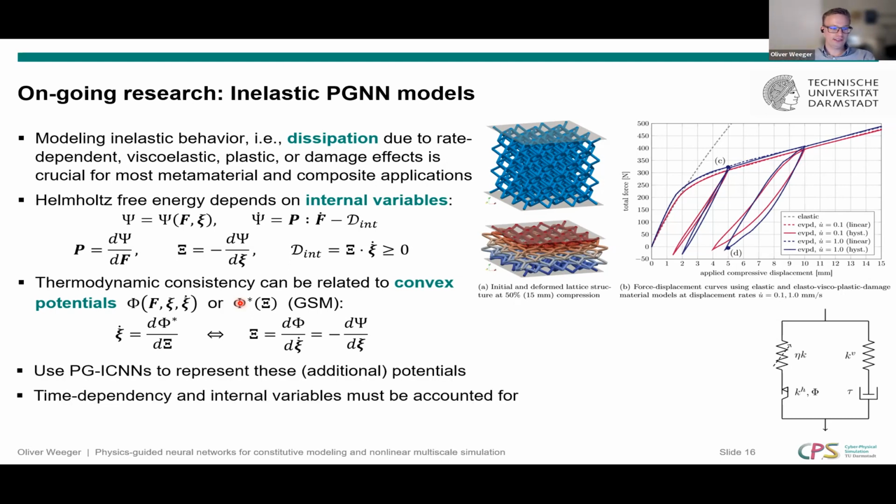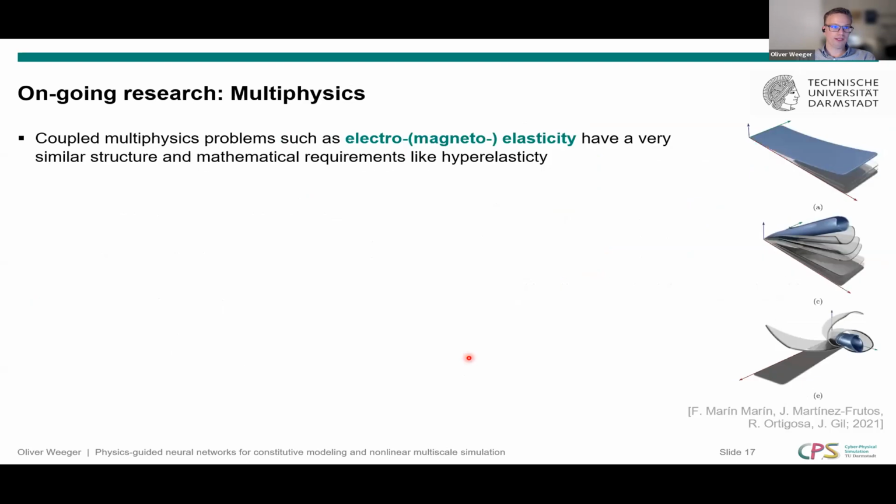This is what we're currently trying to do, and therefore we must take into account, of course, the time dependency. So here we have an ordinary differential equation that needs to be integrated along the way. We need to have a way how to learn the internal variables, and of course this is very much related to recurrent neural networks and the latent variables that you can have there. So here we don't have any results yet that I can show you, but I just wanted to mention that this is something we are working on.